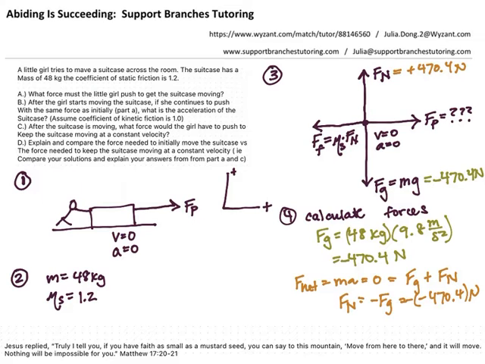So why did we have to do all that work? Well, we need the normal force to be able to calculate our force of friction. And so let's go ahead and calculate the force of friction here. So the force of friction would equal mu, the static coefficient of friction, which is 1.2, times our normal force.